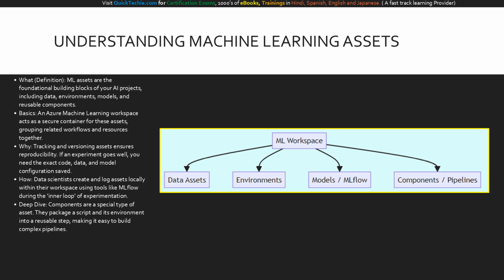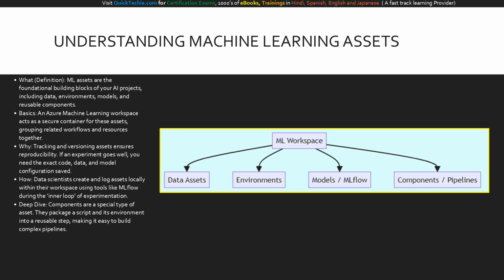We meticulously track these assets, often using tools like MLOps, because machine learning requires absolute reproducibility. If a data scientist trains a brilliant model, we must be able to recreate it. In the inner loop of development, assets are created and tested within this isolated local workspace boundary.